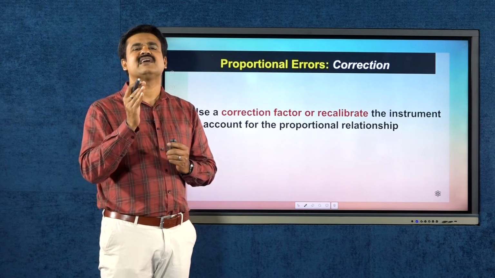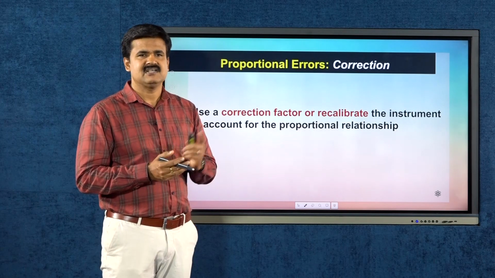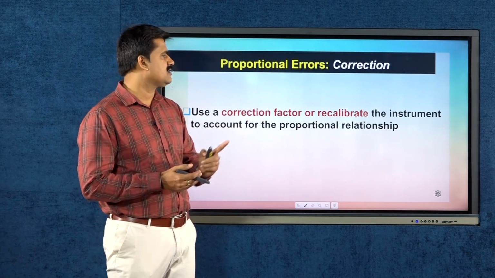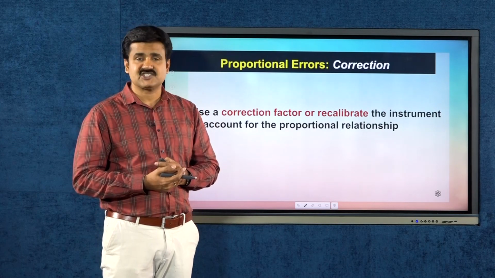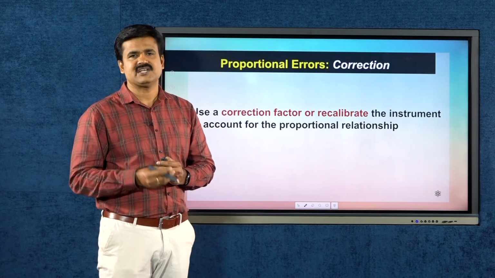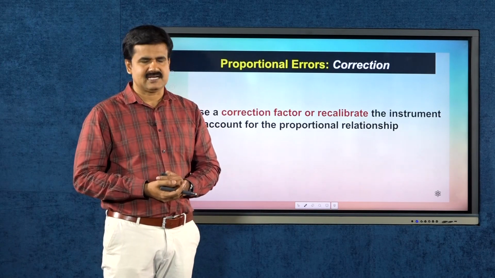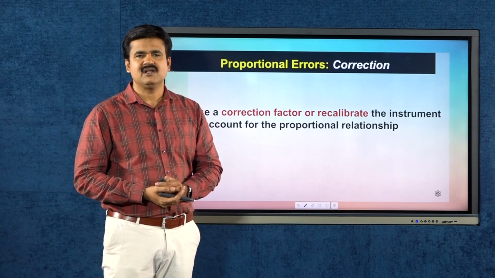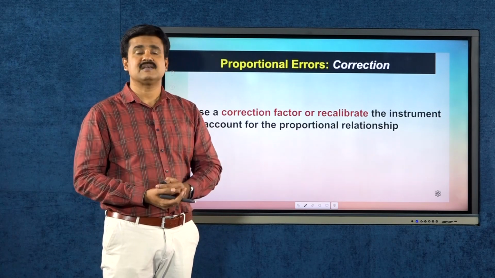Use a correction factor or recalibrate the instrument using some standards to account for the proportional relationship, so that you can correct the proportional error. So, using a correction factor or recalibrating the instrument to account for the proportional relationship is the option to minimize proportional errors. So, in this module, we have discussed different kinds of errors and their sub-classification.